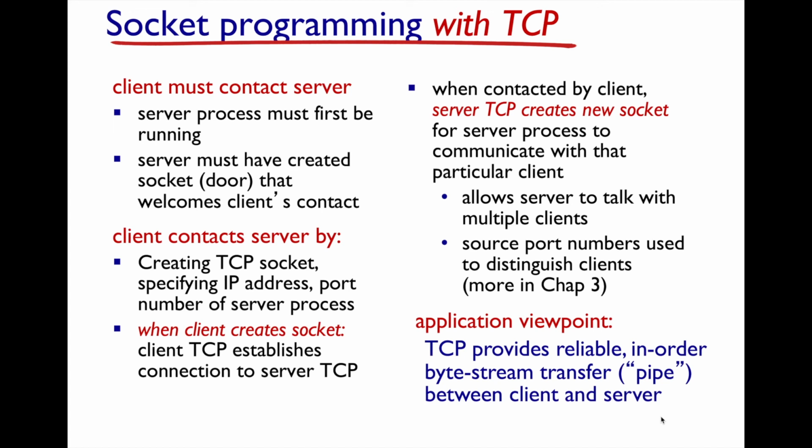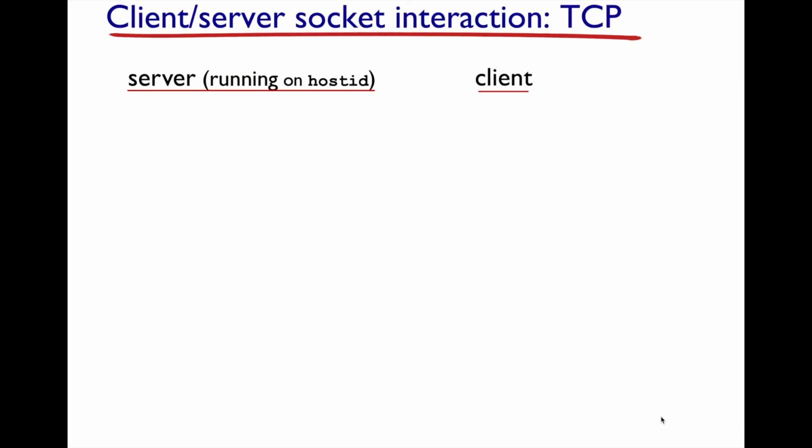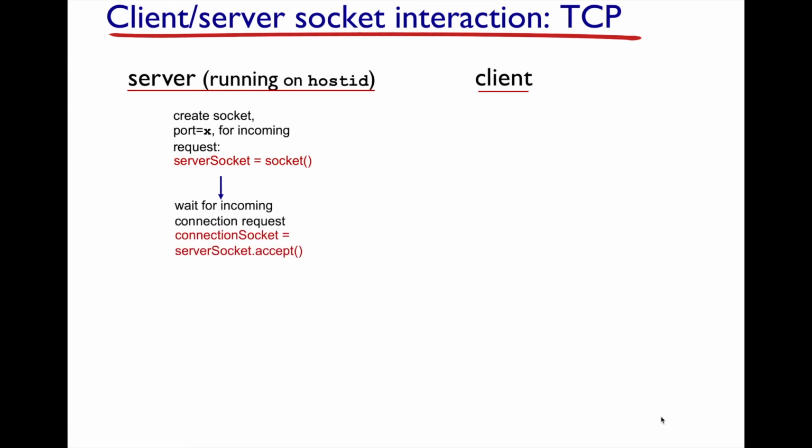So there are two types of sockets in play on the server side. There's the server socket, and then there's a connection socket, and the connection socket is created for every unique client that contacts that server. Okay, so let's take a look at what this looks like. Here we have the server running at some host, and the server starts out by creating its server socket, and then it's going to bind to a port number, and now it does an accept. An accept says it's going to block, and it's going to wait for incoming requests.